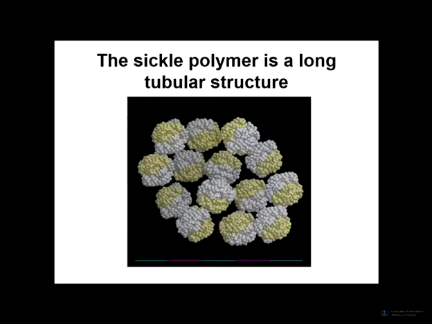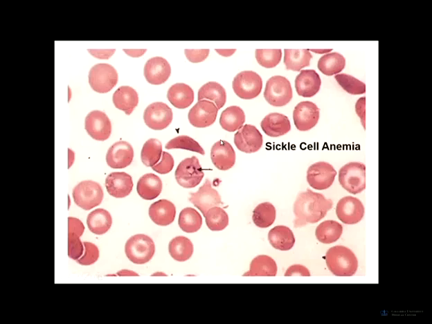These long fibers of the sickle gel then elongate into a long tubular structure, and what you see then in the peripheral blood is the sickle cell. It's all the fibers aligned into this one long channel that then distorts the red cell into this sickle shape.